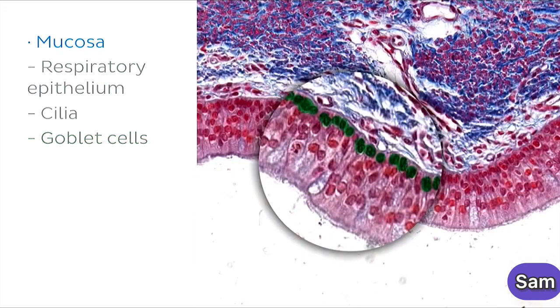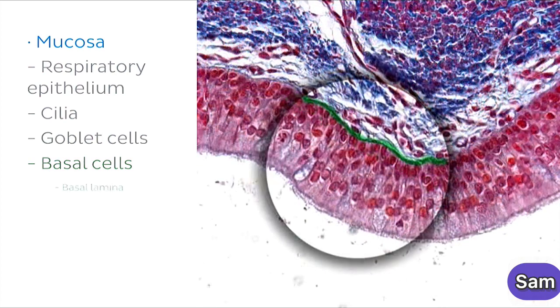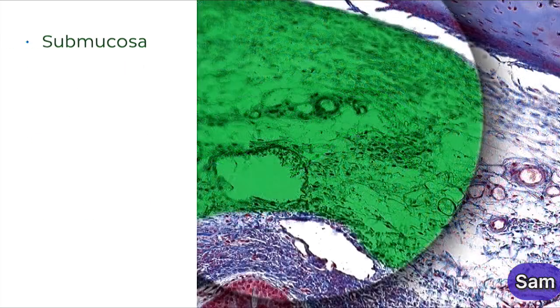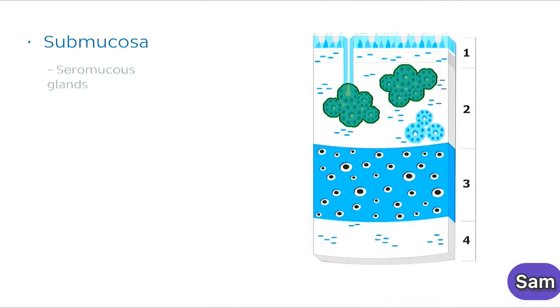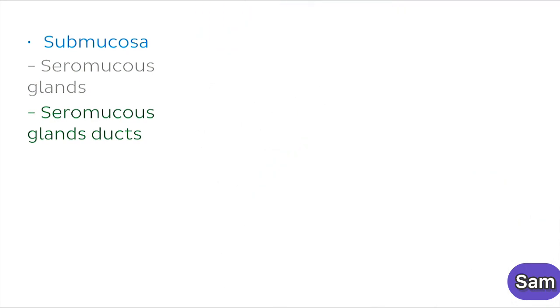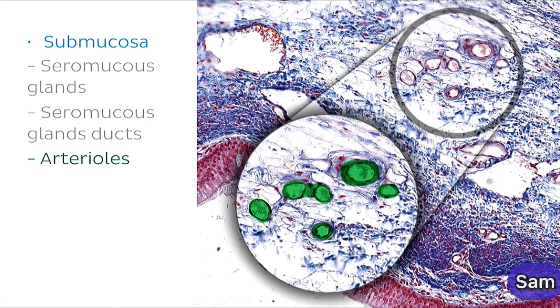We saw the deeper cells of the respiratory epithelium, which are called basal cells. And these cells overlay the basal lamina, which is a small layer of tissue separating the mucosa from the lamina propria. The lamina propria itself is a layer of connective tissue rich in lymphatics and blood vessels. And directly beneath the lamina propria, the submucosa is a thicker piece of connective tissue containing copious blood vessels and small glands. The seromucous glands of the submucosa secrete their products via ducts, classifying them as exocrine glands. And the blood supply of the submucosa comes from a series of small arterioles.